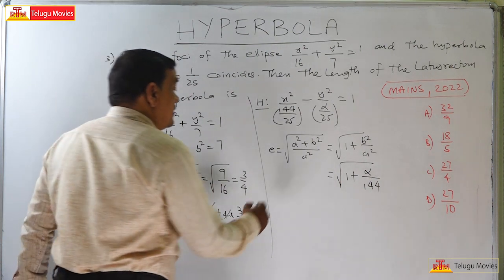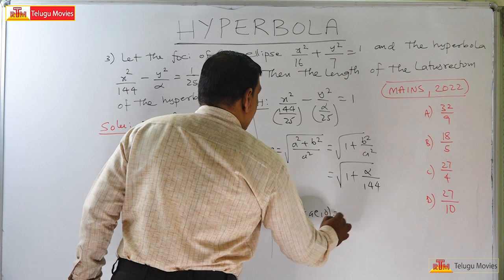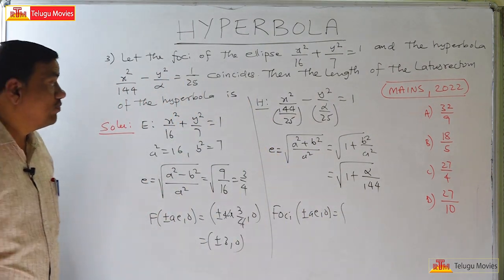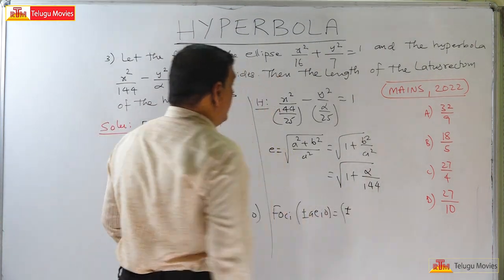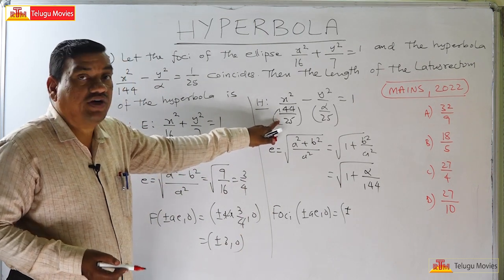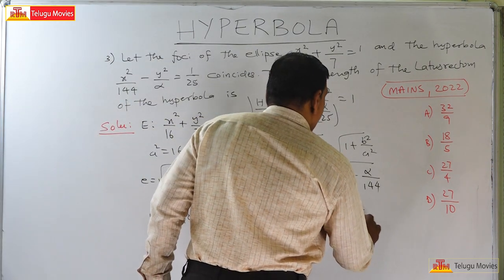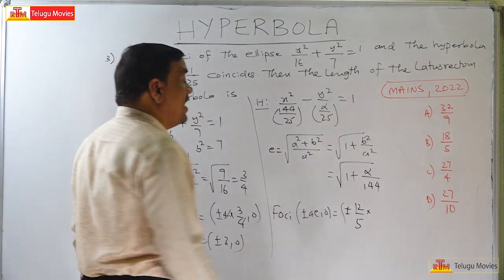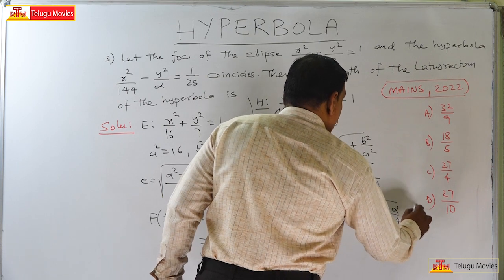Now what is the foci of this hyperbola? For this also, AE comma 0. For the ellipse and hyperbola, the foci formula is the same. Plus or minus a; a means how much? Here the a square value is 144 by 25, so the a value is root of 144 by 25, that is equal to 12 by 5, into what is your e value? So e is under square root of 1 plus alpha by 144 comma 0.